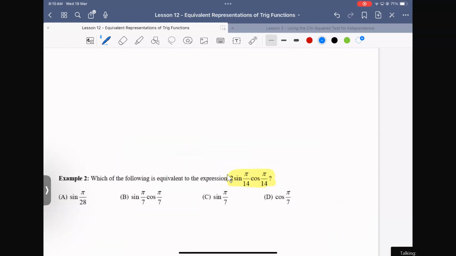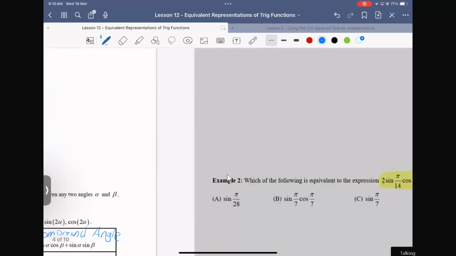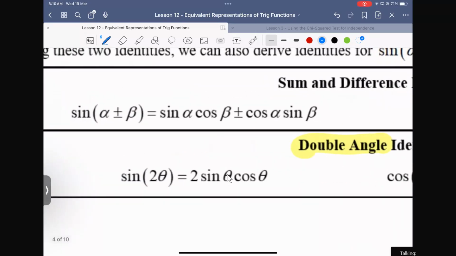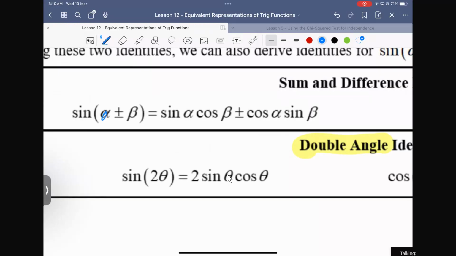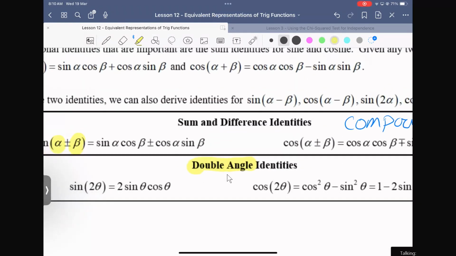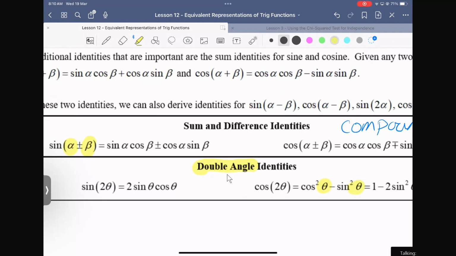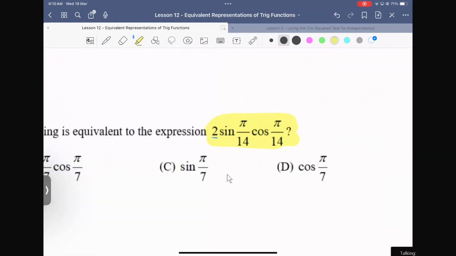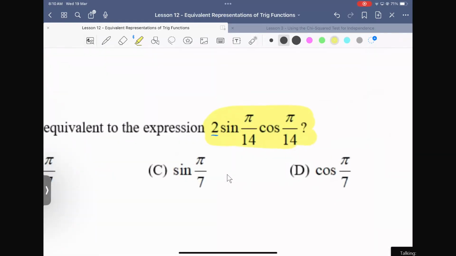So let's go back and look at our formulas. Now, notice how in the sum and difference identities, the angles are different. In the double angle identities, the angles are the same. So, firstly, you're going to have to try and choose which identity you are using. The more you practice with these, the more familiar you get, and the quicker you spot it.